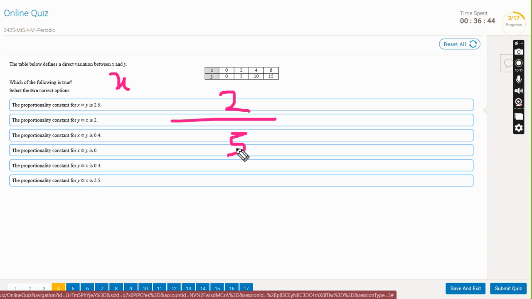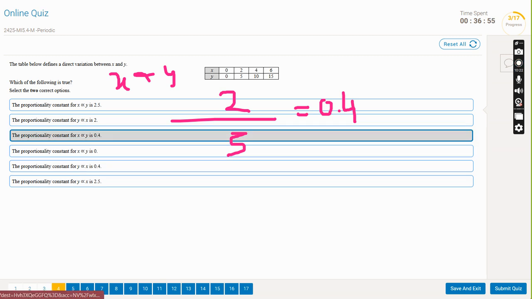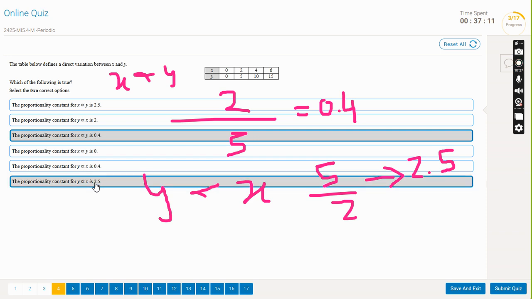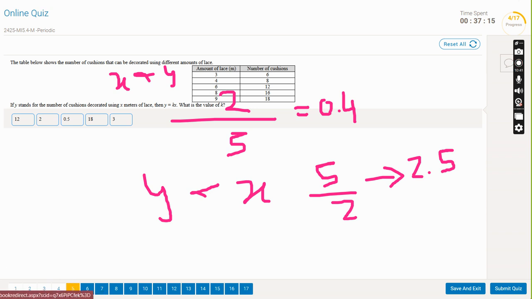Now what is 2 over 5? 2 over 5 gives you 0.4, right? Because they're saying x is directly proportional to y, x comes first. So this is going to be 0.4. The next one is going to be y is directly proportional to x, which is going to be 5 divided by 2. What is that now? That is 2.5. You can do it on your copybook and decide. And then here, remember, y is directly proportional to x, 2.5. These two are your answers. Let's go to the next one.